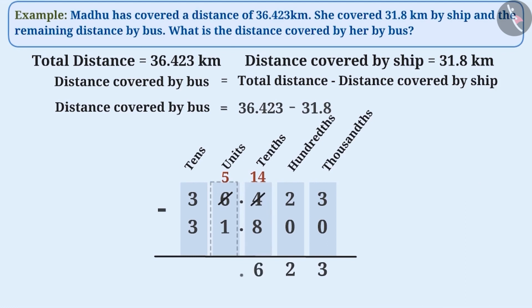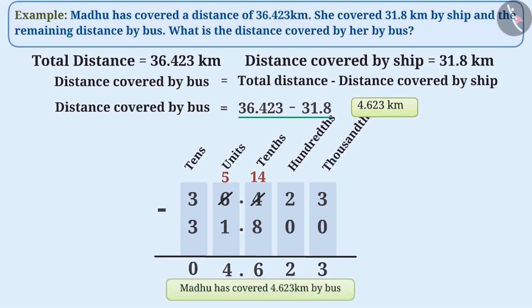And now, if we subtract the digits at the units place, we get 4 at the units place as the result. Similarly, by subtracting the digits at the tens place, we get 0 at the tens place of the result. As you can see, 4 is at the units place, 6 at the tenths place, 2 at the hundredths place, and 3 is at the thousandths place. Therefore, we can say that 36.423 minus 31.8 is equal to 4.623. That is, Madhu has covered 4.623 kilometers by bus.